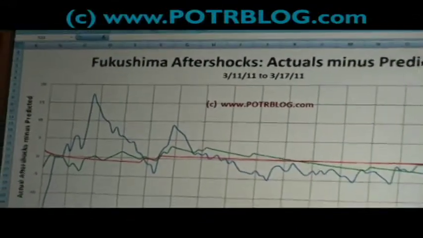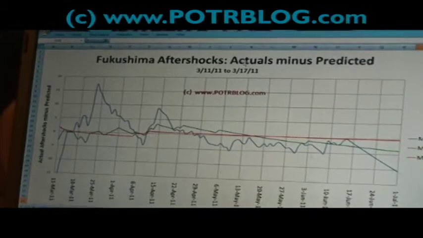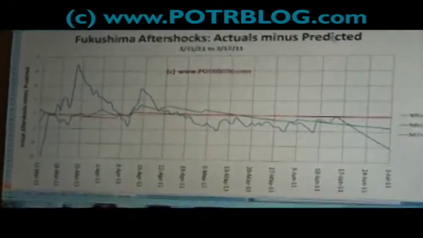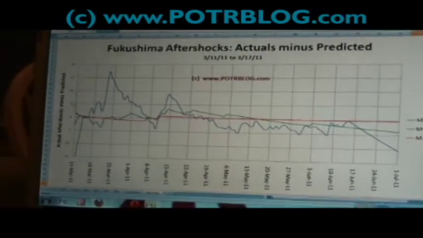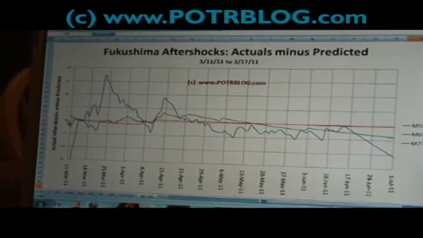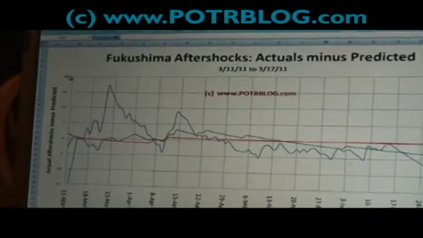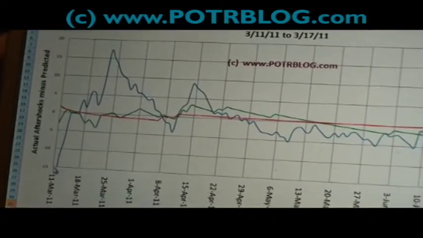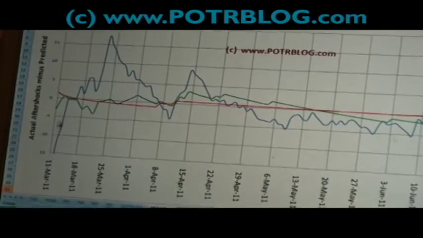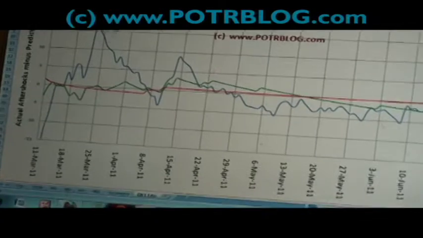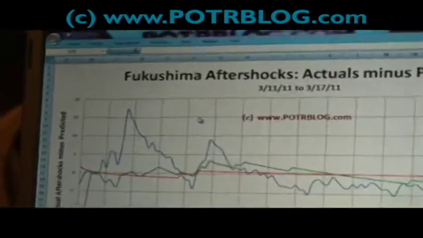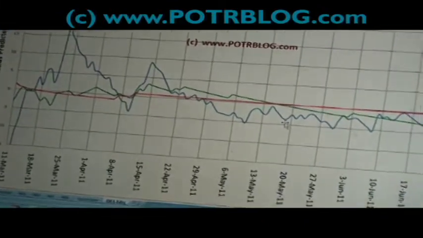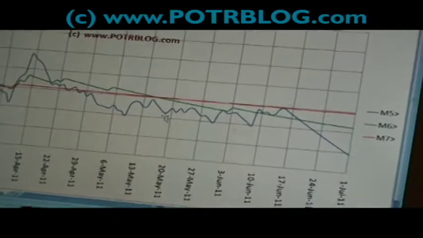This is the delta chart, where I take the actual number of earthquakes, aftershocks, on any particular day, and I subtract out the predicted. So here's the 0 line. From here up means we had more aftershocks than predicted on that day. And from here down means we had fewer aftershocks than predicted on that day. So when you're on the positive side, stress is being relieved off the earthquake fault. When you don't have as many aftershocks as expected, that means that stress is building up on the earthquake fault.